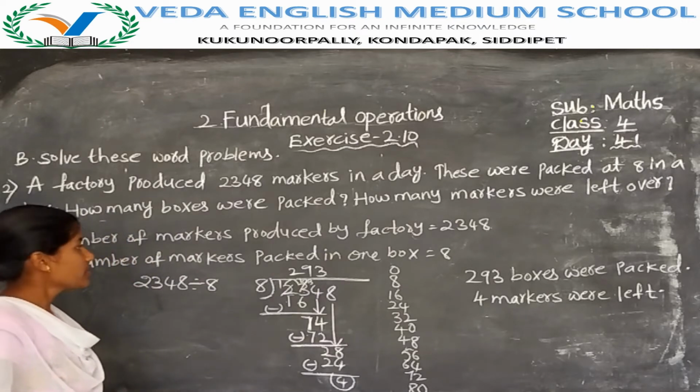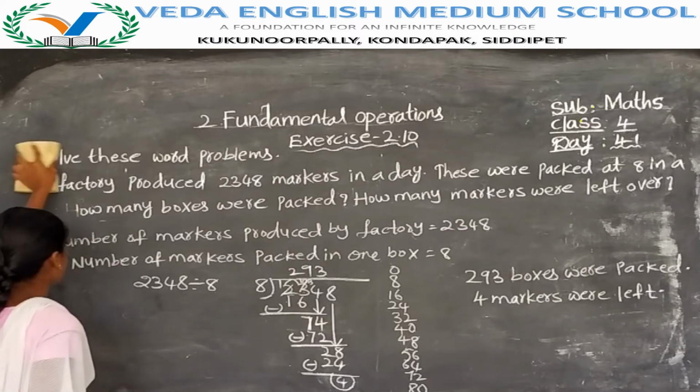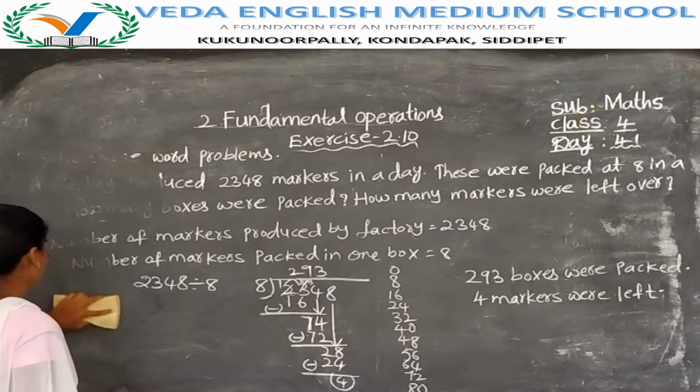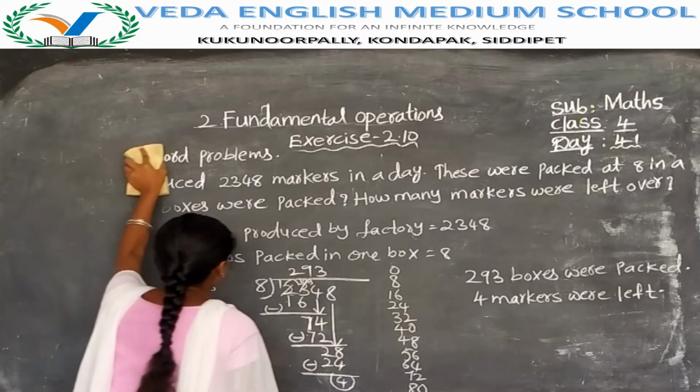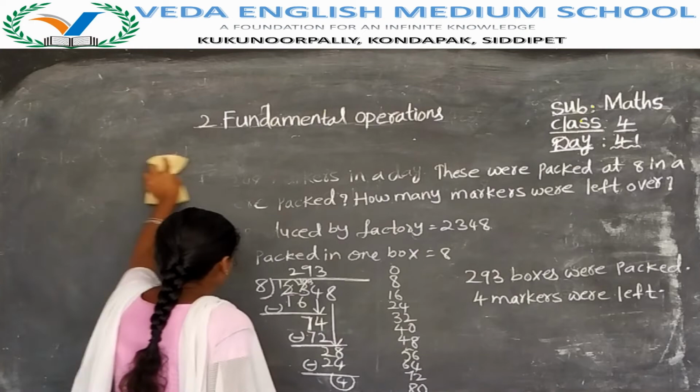Okay. Now the second round has completed. Exercise 2.10 has completed. Next we have exercise 2.11. Our exercise 2.11 is about dividing by 10, 100 and 1000. Now see.